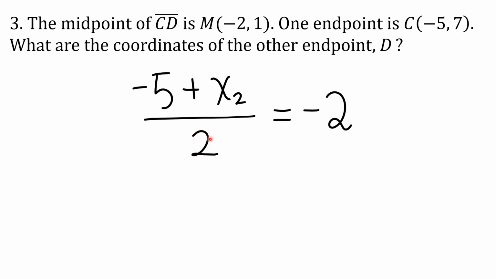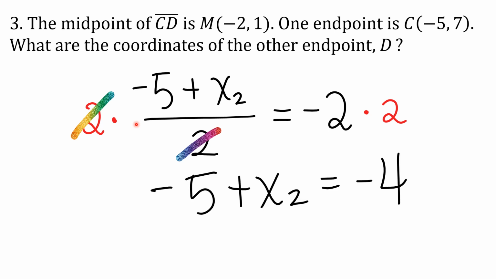How would we get rid of this 2 in the denominator? You would multiply both sides by 2. That's going to cancel out that 2 in the denominator. It's going to leave you with negative 5 plus x2 on top, and on the right-hand side, negative 2 times 2 is negative 4.